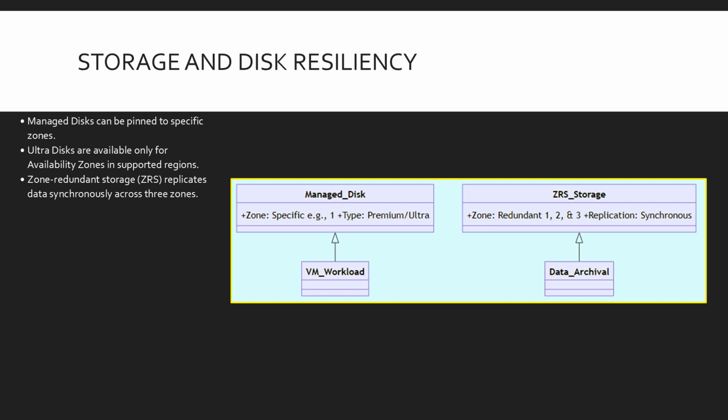This class diagram compares storage types. Managed disk is defined by a specific zone and supports types like Premium or Ultra. In contrast, ZRS storage is defined by being zone redundant and using synchronous replication. The arrows indicate their use cases. Managed disks attach to VM workloads, while ZRS storage is often used for broad data archival or shared access.